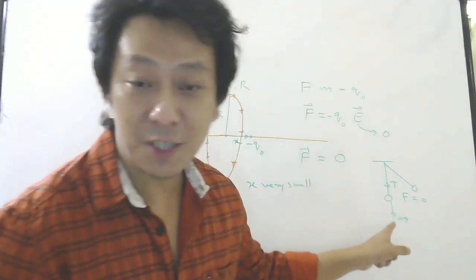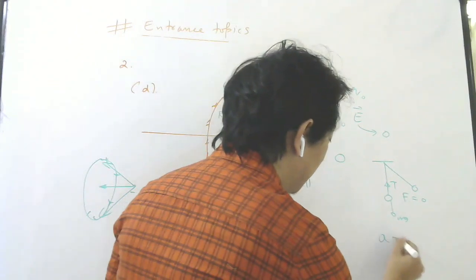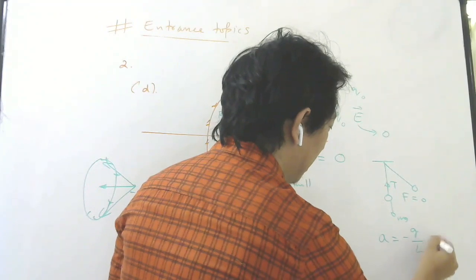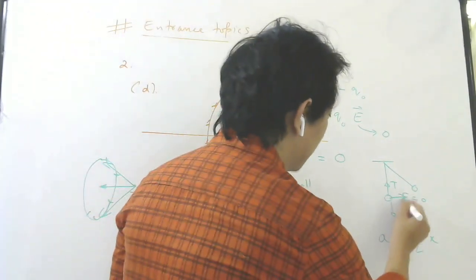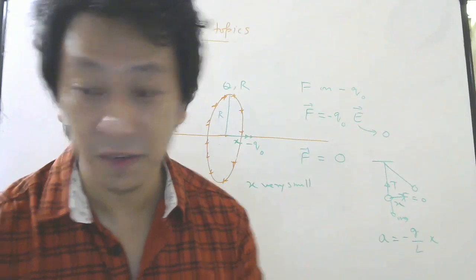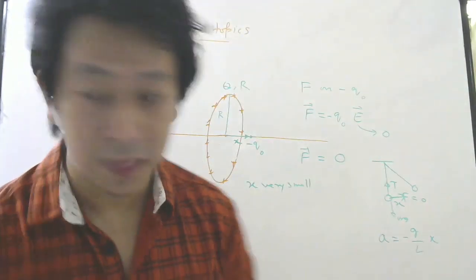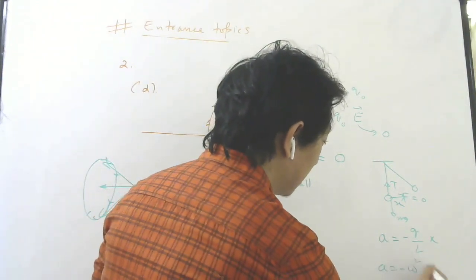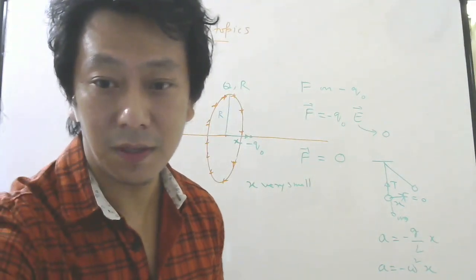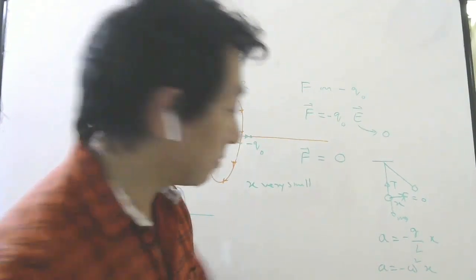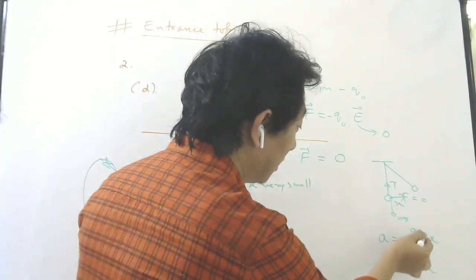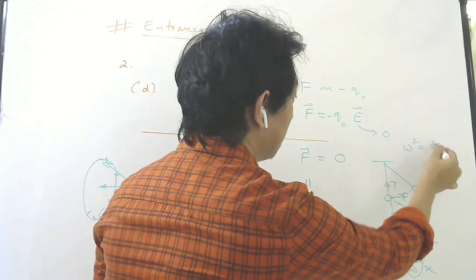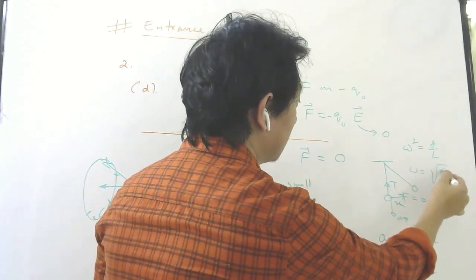So let us remember how we did it in first PU. We found the acceleration, and if you remember, it was minus g by L x, something like that. x was the displacement, how much displacement you have given from the equilibrium position. And once you write this, your acceleration formula is minus omega square x. So by comparing, omega square will be g by L, omega will be root of g by L.